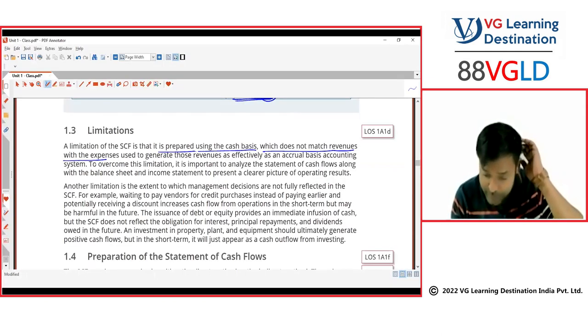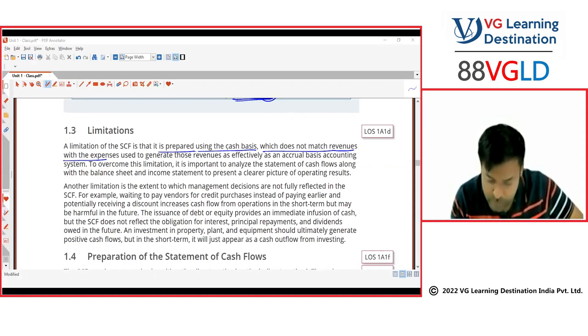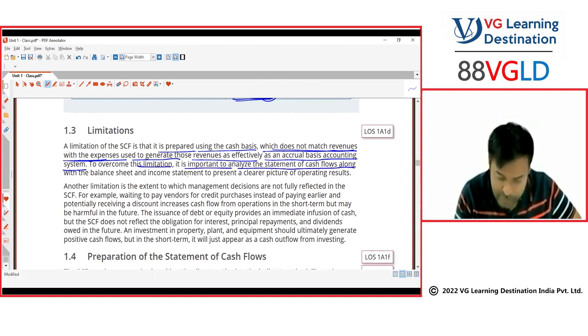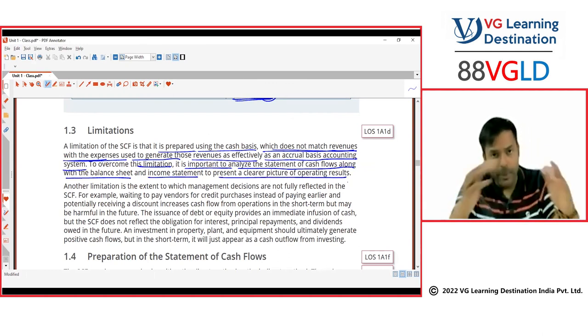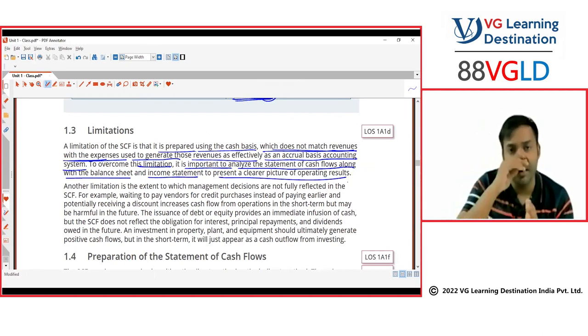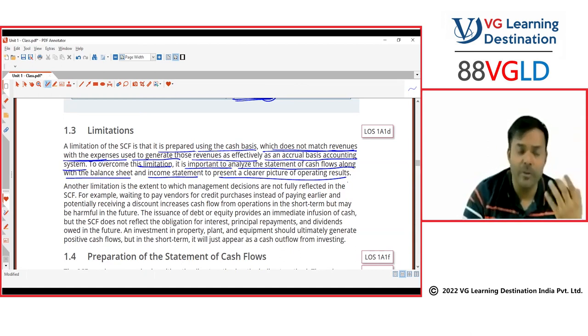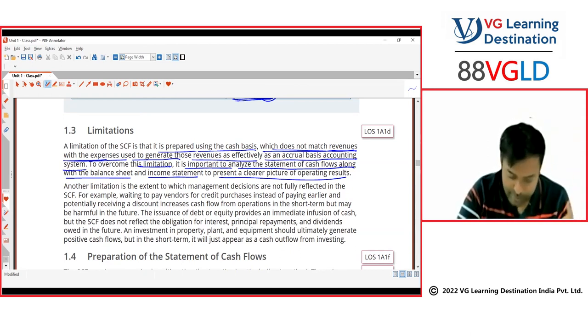Limitation of the statement of cash flow: it is prepared using the cash basis, which does not match the revenues with the expenses used to generate them as effectively as accrual based accounting systems. To overcome this limitation, it is important to analyze the statement of cash flow along with the balance sheet and income statement to present a clearer picture of the operating results. So here we need to understand not only the P&L, but also the cash flow statement, so that you understand how the company is doing the business.